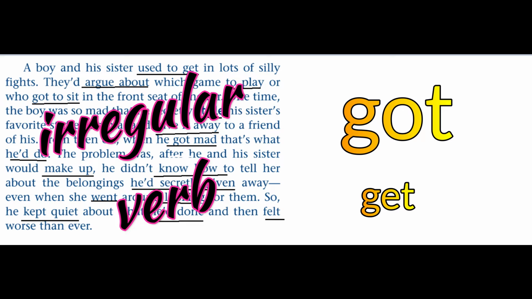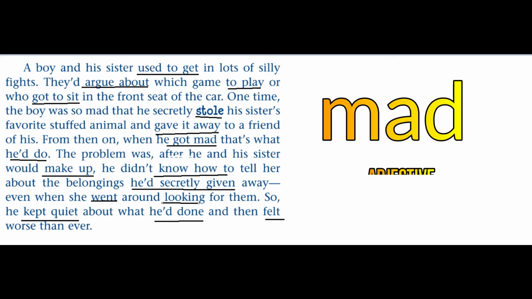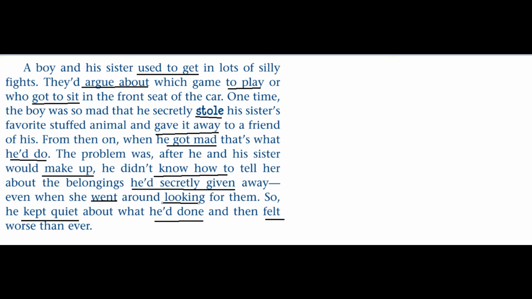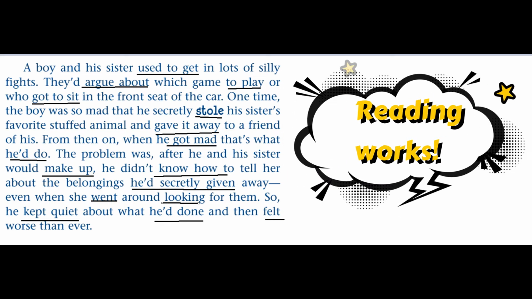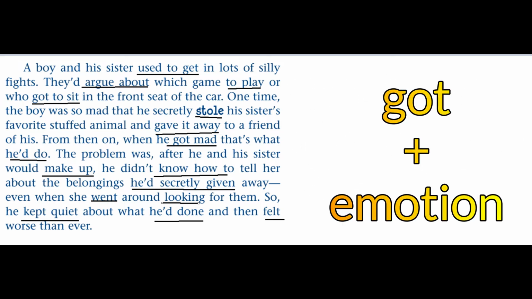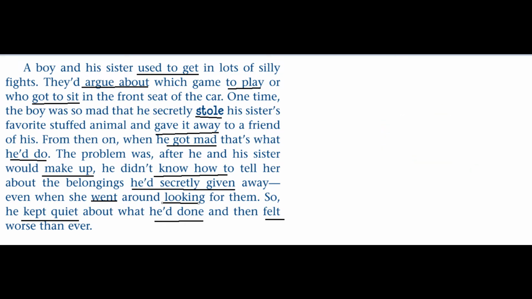The next group is got mad. Which one is the action word or the verb? Mad is the adjective. Got is the verb, and you know it's irregular by now, right? See how reading can help you with these verbs? Okay, so got mad plus an emotion. Got mad, got angry, got excited.